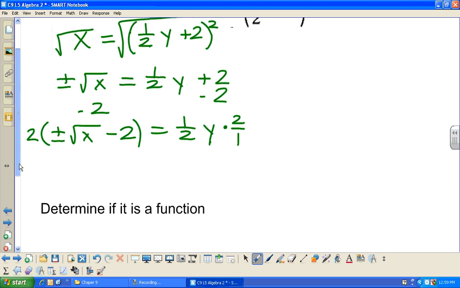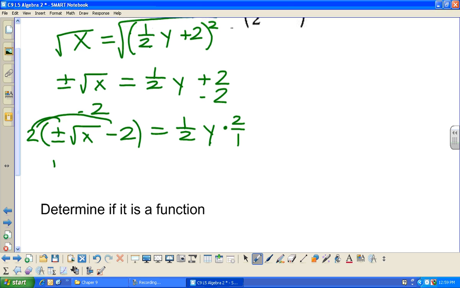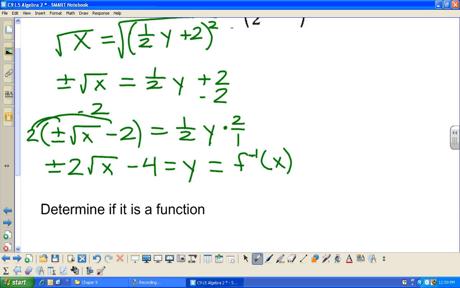When I distribute this 2 in, and I give it to both terms, I can rewrite this as positive negative 2 times the square root of x minus 4 is equal to y, which is equal to the inverse function of x.